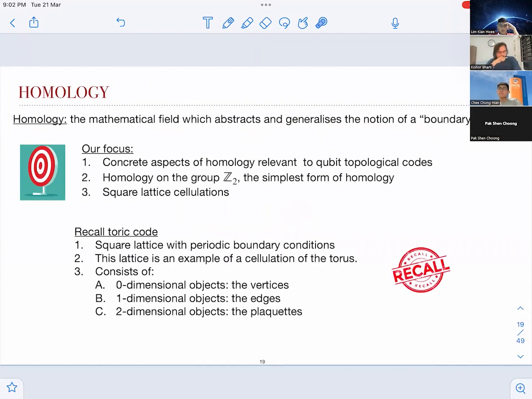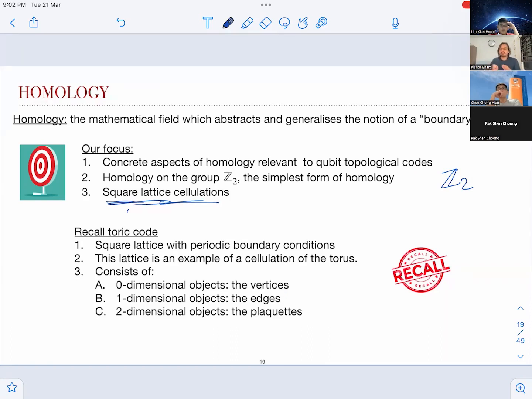This is something we can try to understand here. So our focus here will be a concrete aspect of homology relevant to qubit topological codes, which means we will be interested in Z2 homology, which is the simplest form of homology. And here we will be looking at a square lattice cellulation.